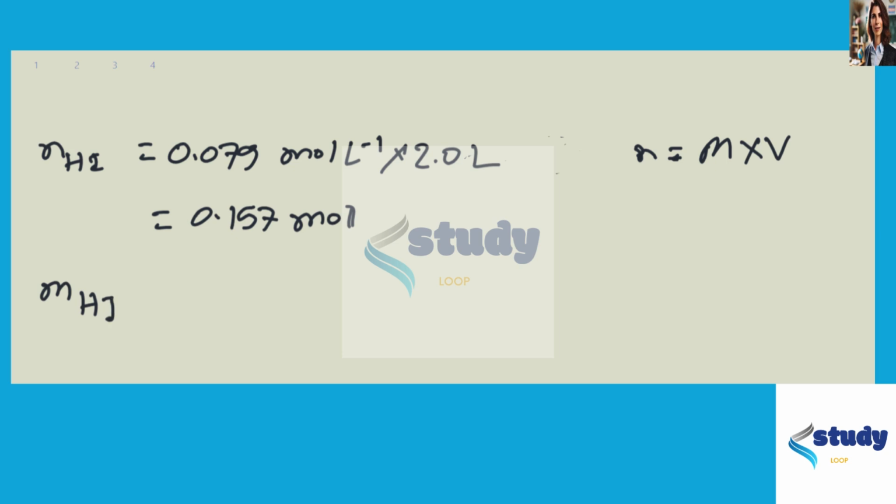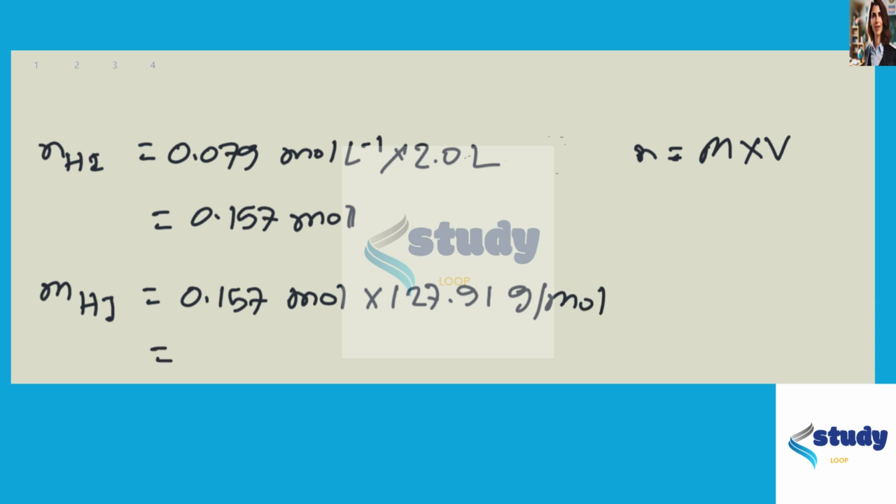From here we can find the mass of hydrogen iodide. As you know, the number of moles is equal to mass over molar mass, which means mass will be number of moles times molar mass. So it will be 0.157 mole times the molar mass of hydrogen iodide, which is 127.91 gram per mole. And from here we get a value of 20.13 gram. So this is the mass of hydrogen iodide at equilibrium for this reaction.